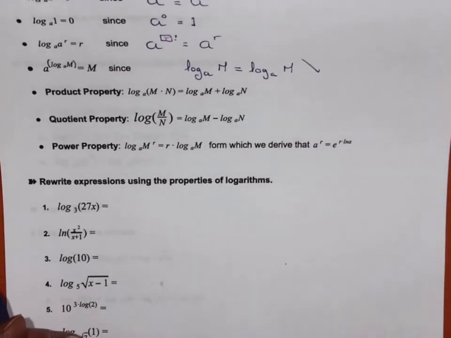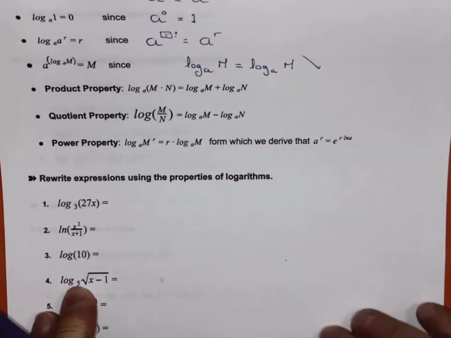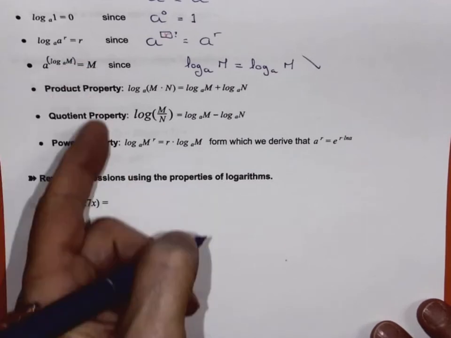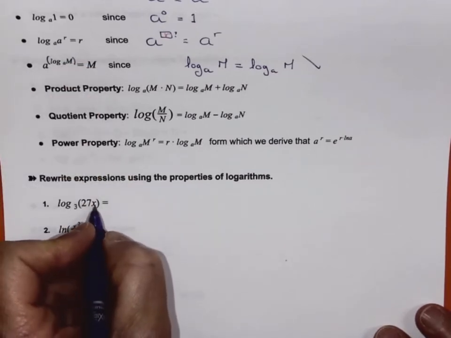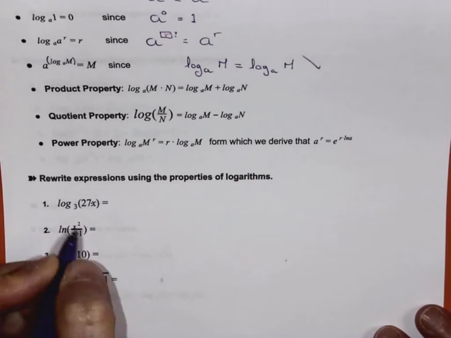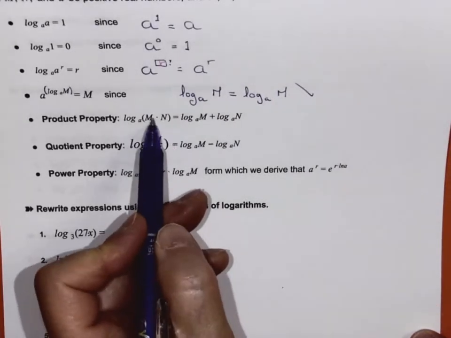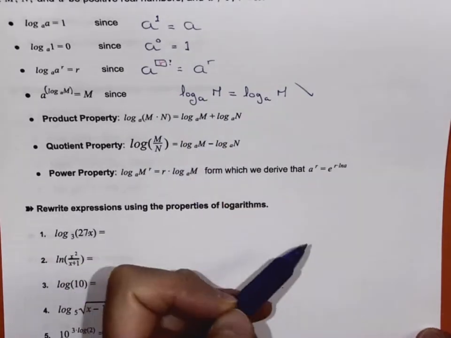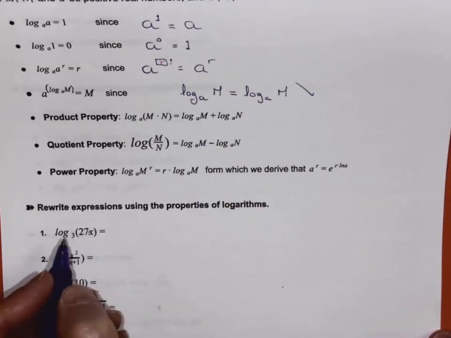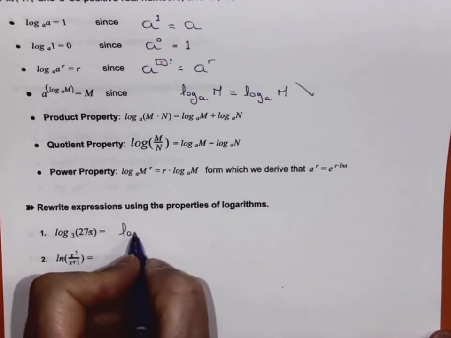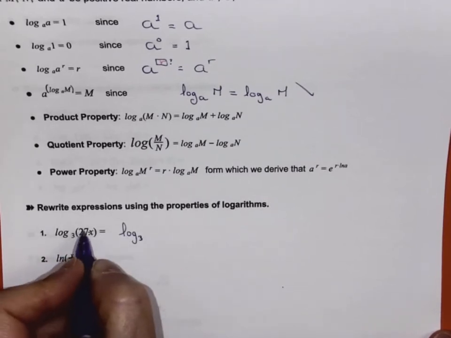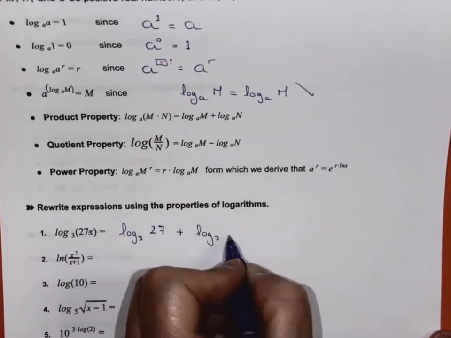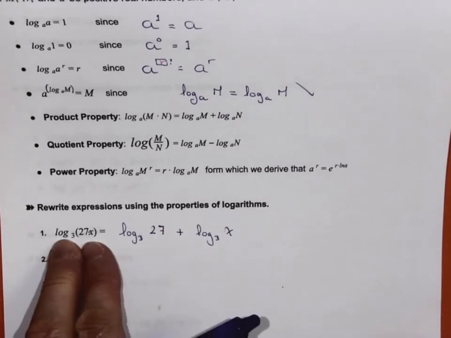Rewrite expressions using the properties. So we're going to use the properties that we just talked about up here. 27 times x is a product, right? So I'm going to break those two up like we did m and n here by writing two logs that are going to be added. The base is not changing, right? The base is 3, so we're going to keep 3. So we're going to have log base 3 of the first factor, 27, plus log base 3 of the second factor, x. So that's just called expanding the logarithm.